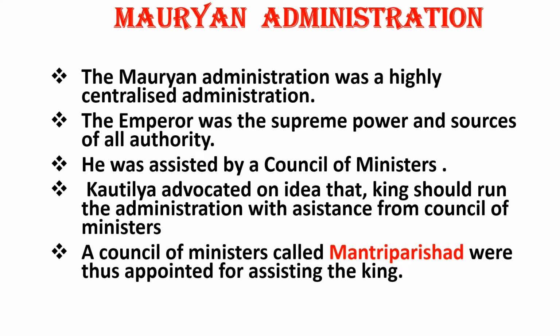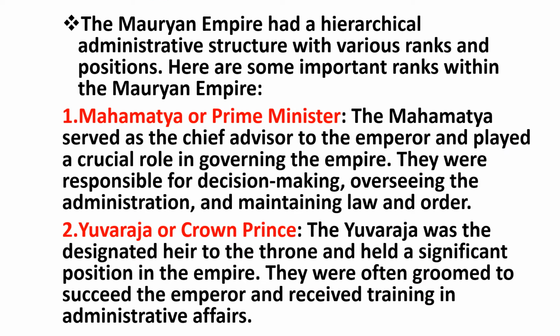Kautilya advocated an idea that the king should run the administration with assistance from a council of ministers. A council of ministers called Mantri Parishad was thus appointed for assisting the king. The Mauryan Empire had a hierarchical administrative structure with various ranks and positions. Here are some important ranks within the Mauryan Empire.